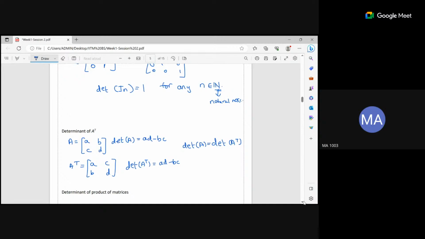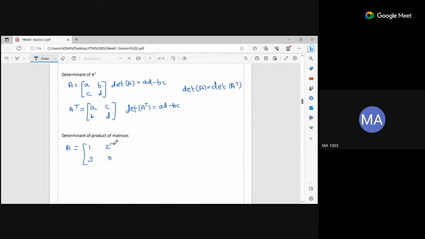And the determinant of a product of matrices. Let us take a very simple case of 2 by 2 matrices. Let's say A is 1, 2, 3, 0, and then we have another matrix B: minus 1, 1, 1, 1. Now can you find the determinant of A? Minus 6. And what is the determinant of B? Minus 2.